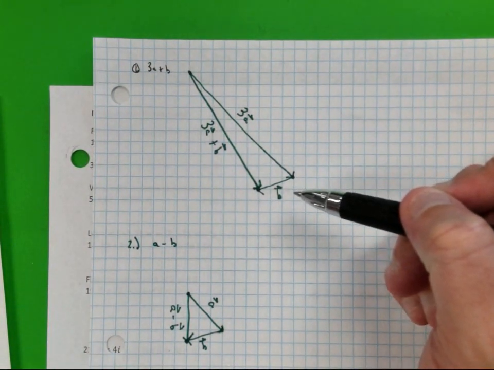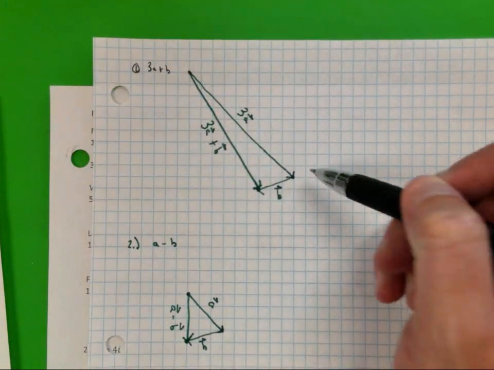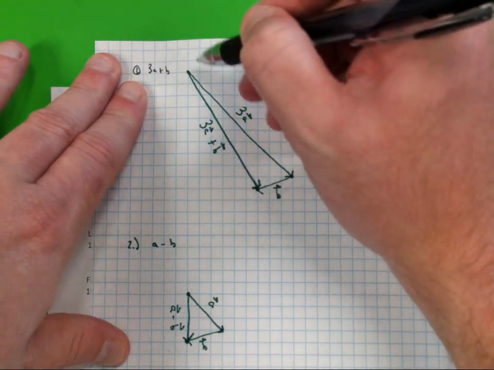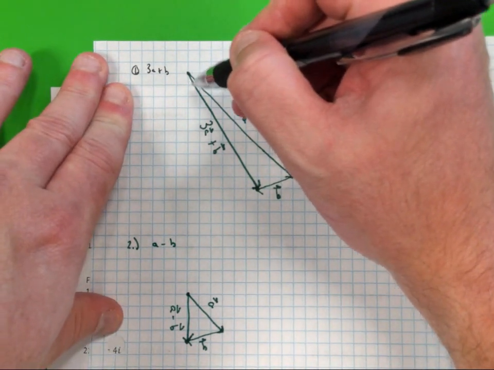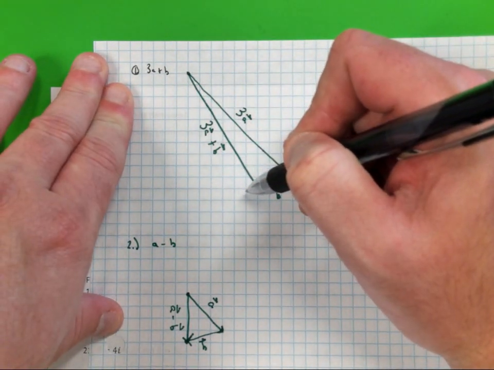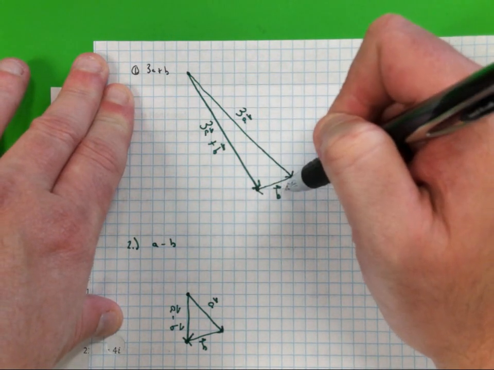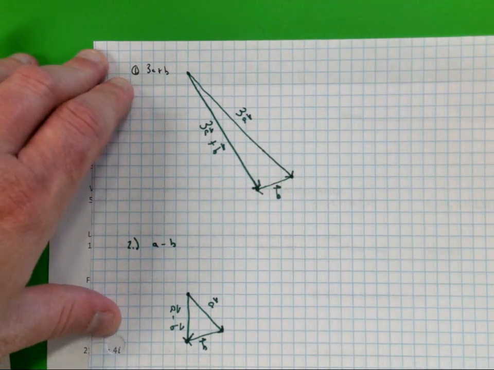And then my B is plus B, so I go down 1, 3. And your resultant, you connect from the tail of the first one to the head of the second one. And that's known as your resultant. Label 3 times vector A, B, and then label that final.